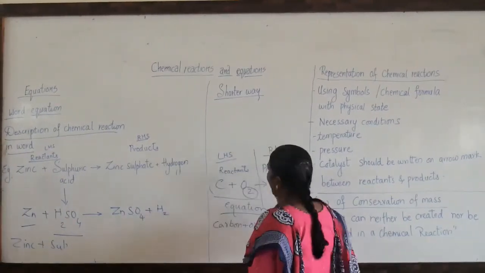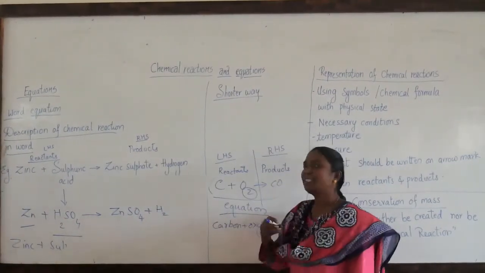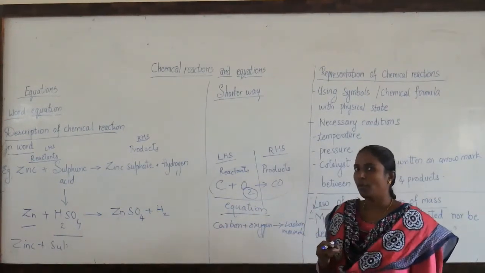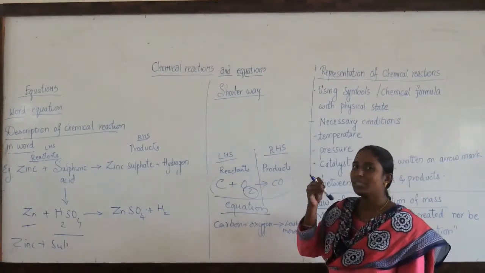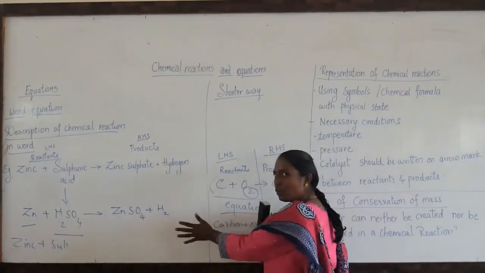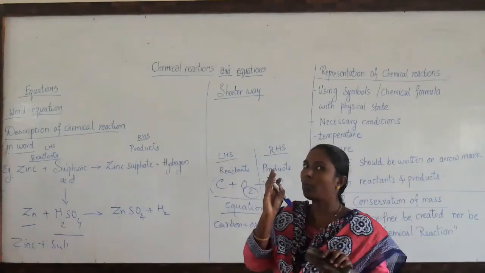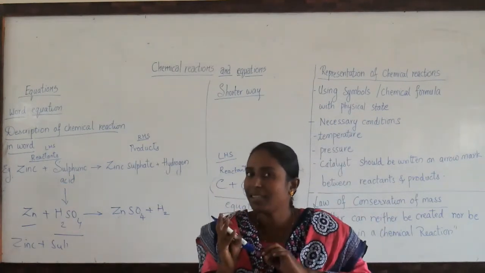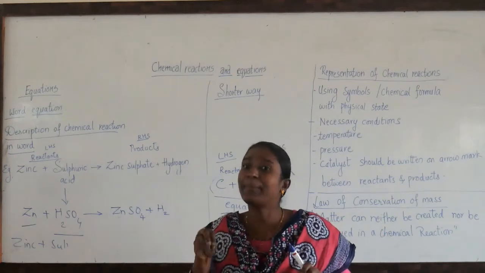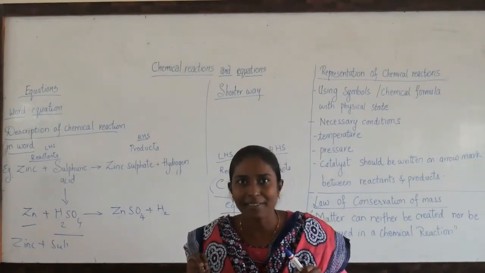Now while writing these equations there are also some rules that have to be followed. We will be studying these rules one by one. I think you have understood about this. You have understood what reactants are. Reactants are the substances which are going to take part in the chemical reaction. Okay.